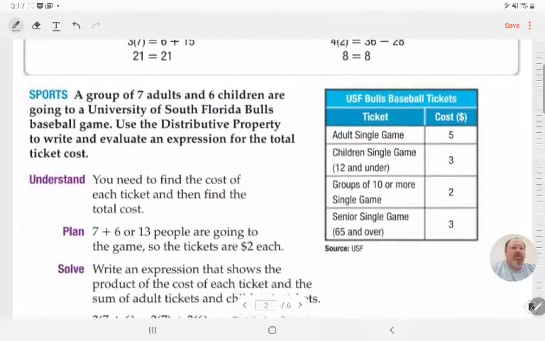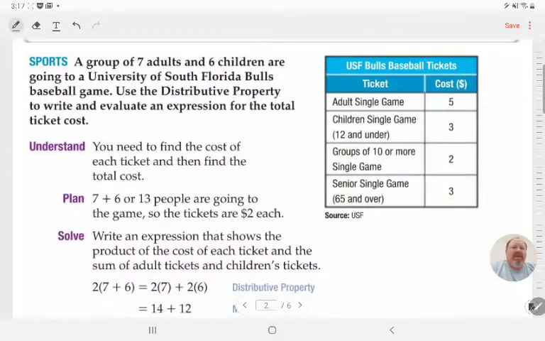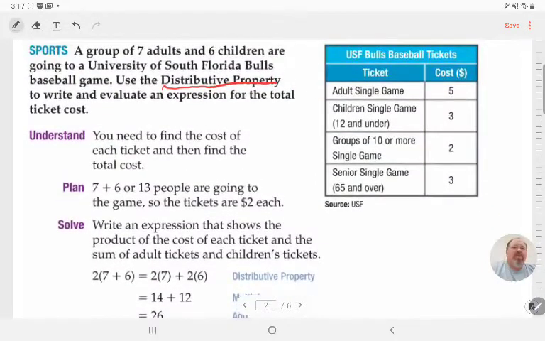All right, let's look at a word problem. It says, a group of 7 adults and 6 children are going to the University of South Florida Bulls baseball game. Use the distributive property to write and evaluate an expression for the total ticket cost. So we are to do this problem using the distributive property. So you need to find the cost of each ticket and then find the total cost. So we know that there were 7 adults and 6 children. Here are the ticket prices. So we can take a look at what we need to charge.